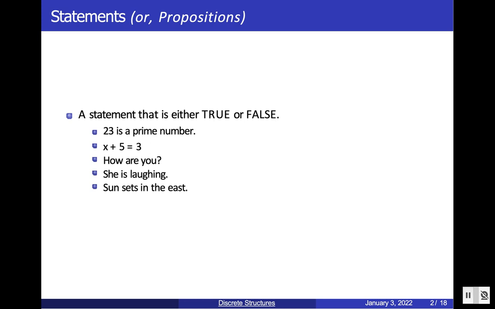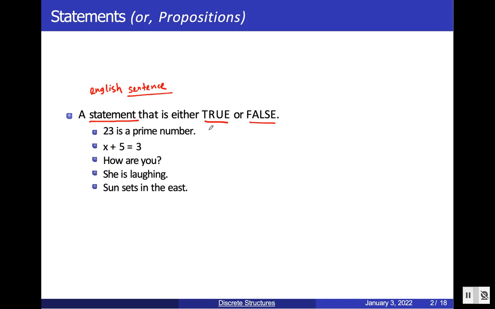What is a statement? A statement is simply like an English sentence, or an English statement of fact. But it can be a statement if the value of the statement can be evaluated to either true or false. So a statement is an English sentence if the value of this sentence can be evaluated to either true or false. Let's see some examples.